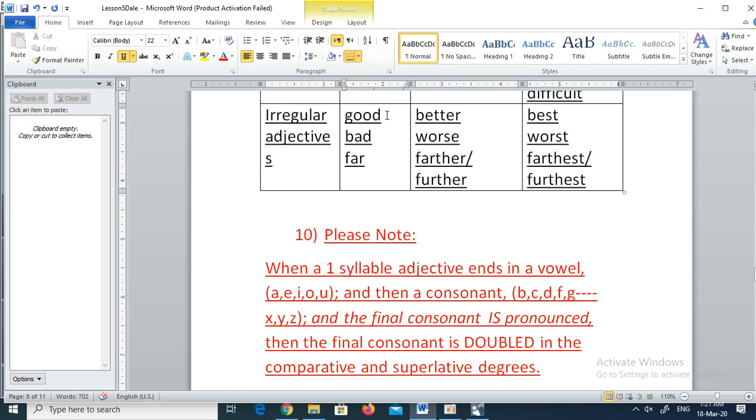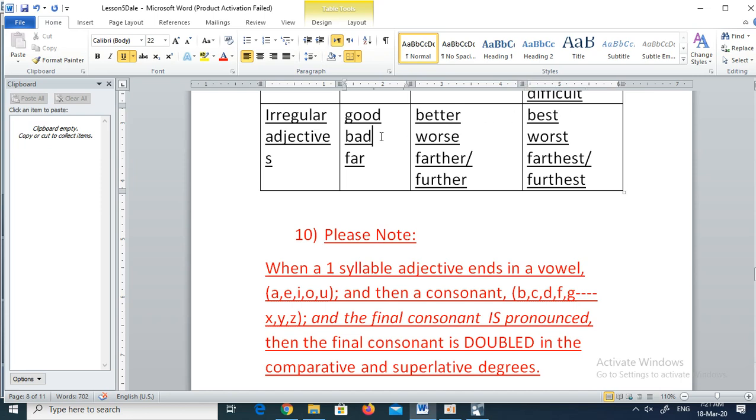Good is the word that we use in the positive degree, but we do not say gooder in the comparative degree. Instead, we say better. And in the superlative degree, we say best. So remember that adjective. Good in the positive degree, better in the comparative degree, and best in the superlative degree.